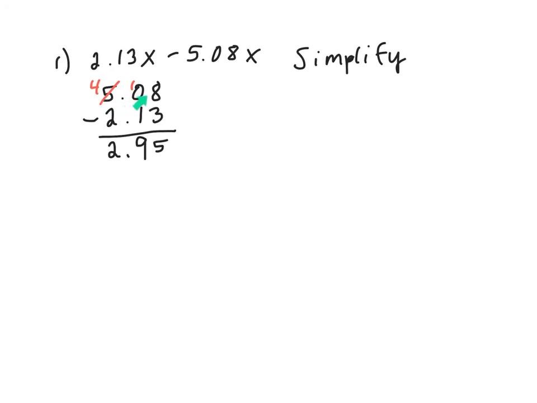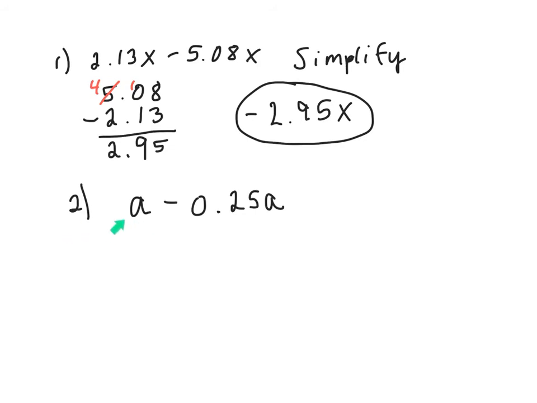So here 5.08 minus 2.13. This is where we line up decimals. 8 minus 3 is 5. We have a 0, so we're borrowing. We got 4. This becomes 10. Minus 1 is 9. 4 minus 2 is 2. So when we get our actual answer, we got to remember it was 2 minus the 5. So it's negative 2.95x. So here's our answer, simplified.